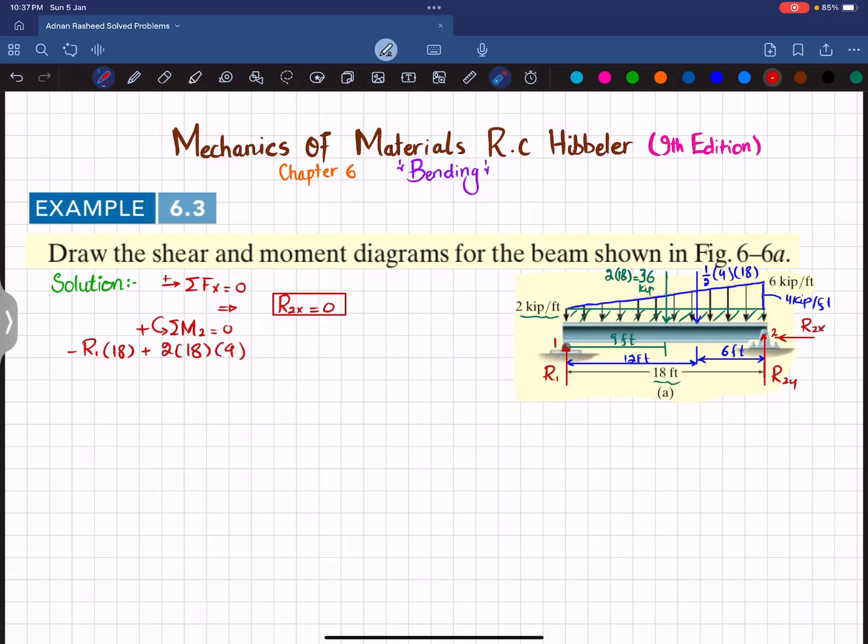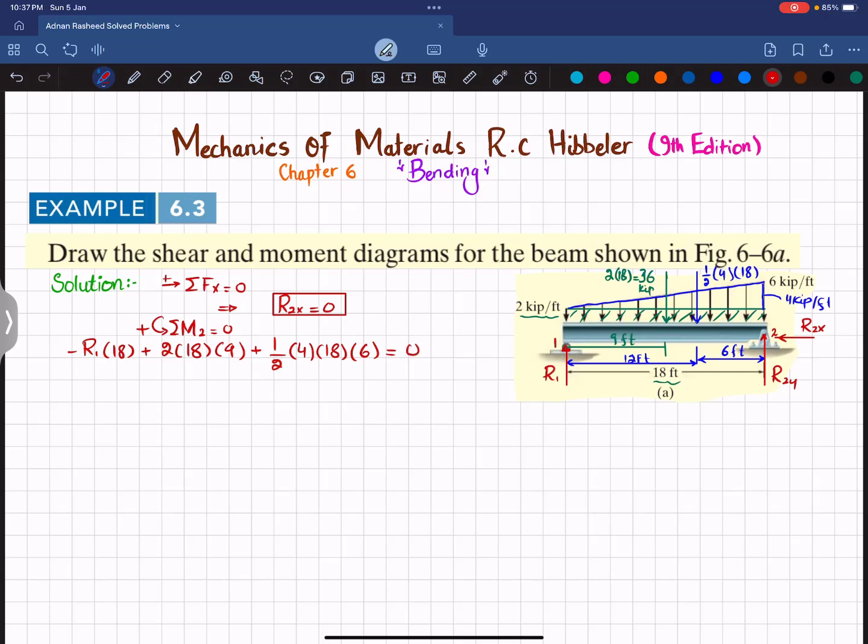The last force that is producing moment about point 2 is this force multiplied by the perpendicular distance 6, and this is also producing a counterclockwise moment, so it will be positive. So I can write plus 1 over 2, 4 multiplied by 18 into the perpendicular distance 6, is equal to 0.